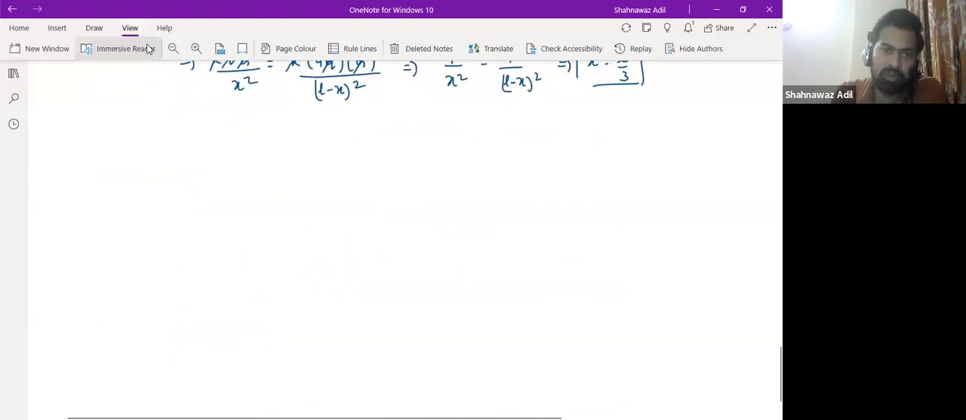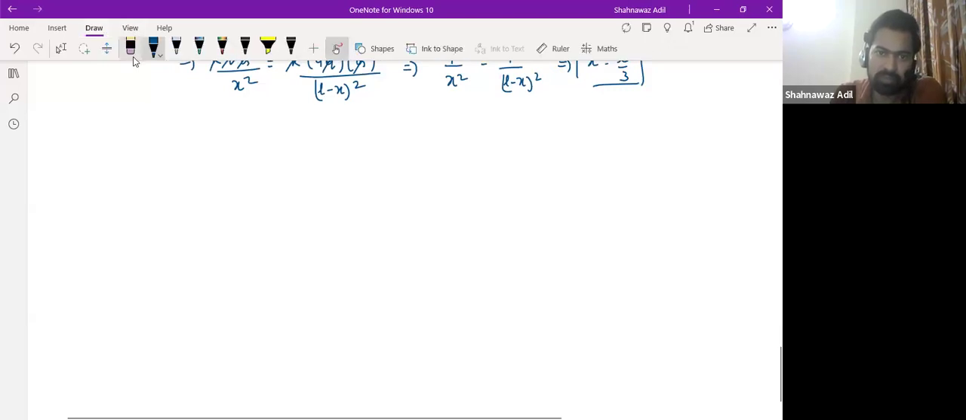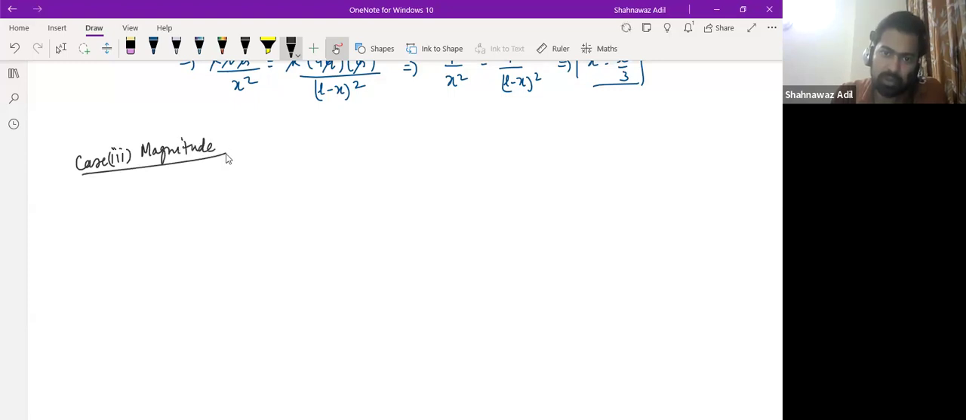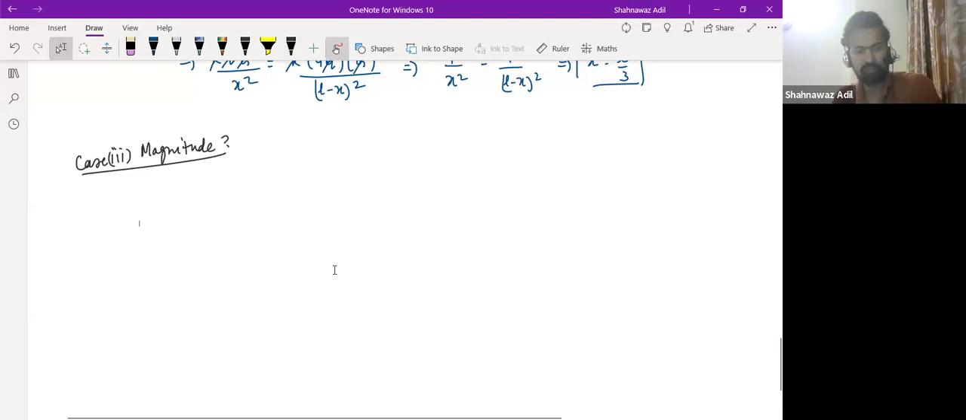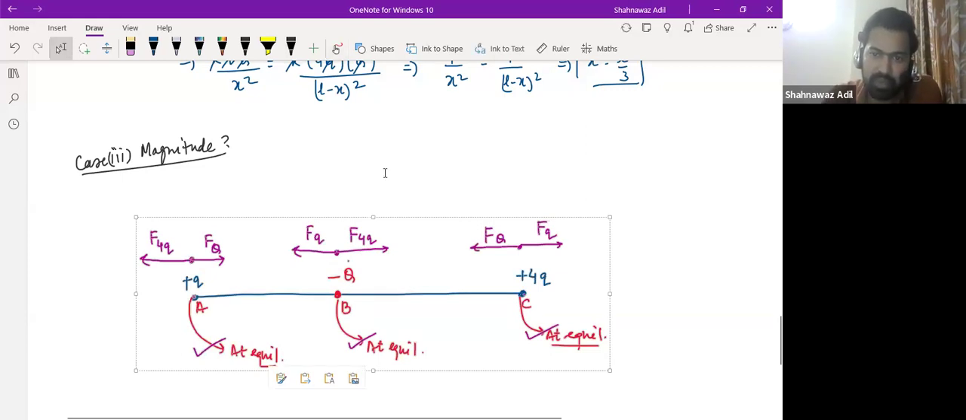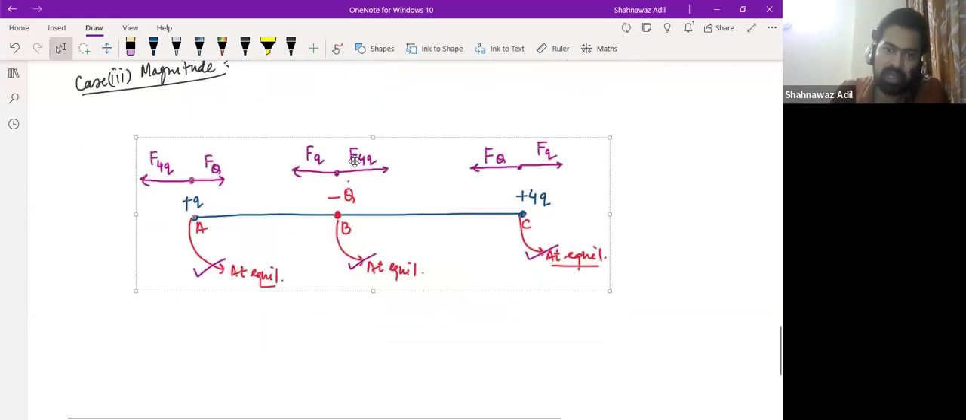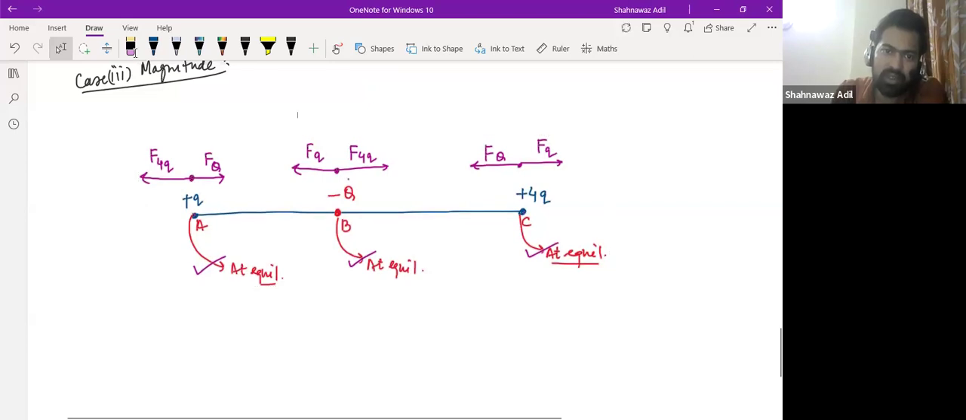Then we will talk about the third thing, which is the magnitude. What is case three? What is the magnitude? So let's calculate the magnitude. Again, we'll use the same diagram, but in this case we will use the idea of equilibrium.